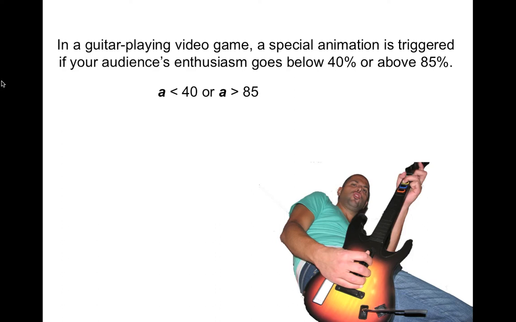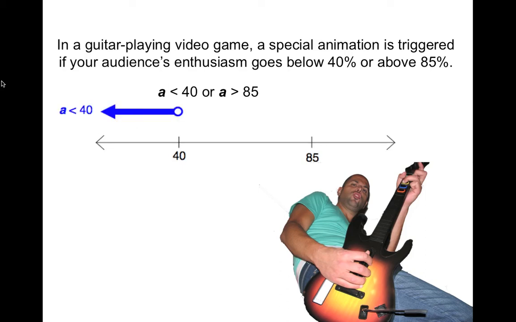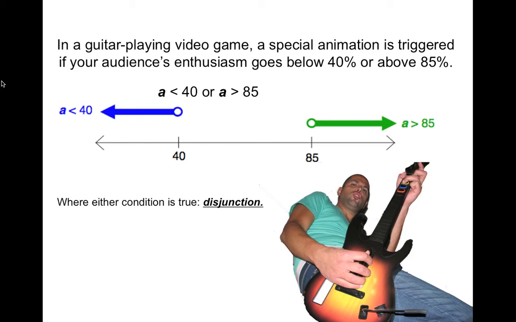If we graph this situation, it's going to look a little bit different. We can certainly graph each inequality separately. A is less than 40 would look like this. A is greater than 85 would look like this. However, in this situation, they don't both have to be true at the same time. We're not going to graph where they overlap. We're going to graph where either condition is true. This is called a disjunction. Disjunction corresponds with the word "or." So it's going to look like this. We include any values on the graph, not just where they overlap.